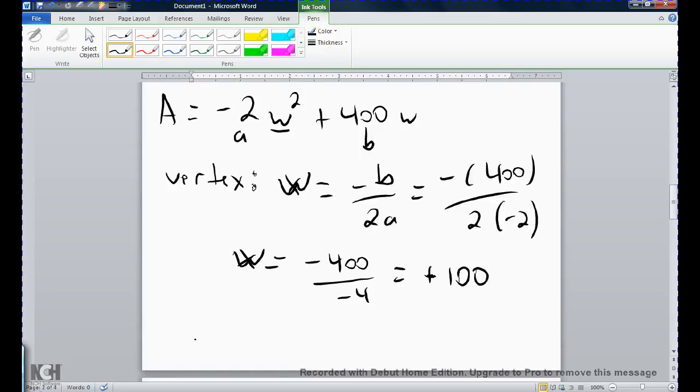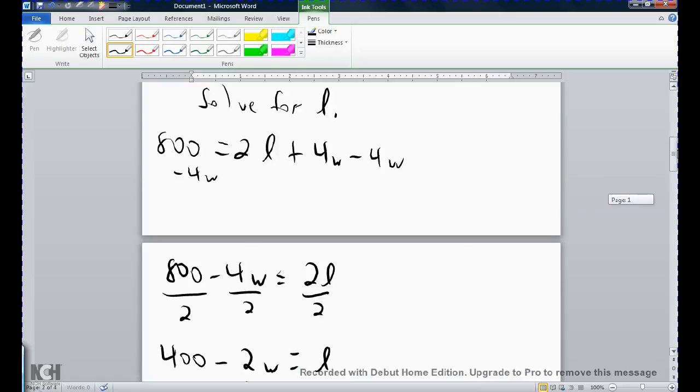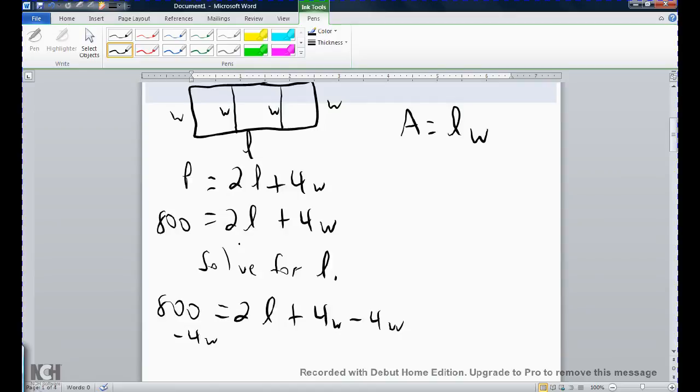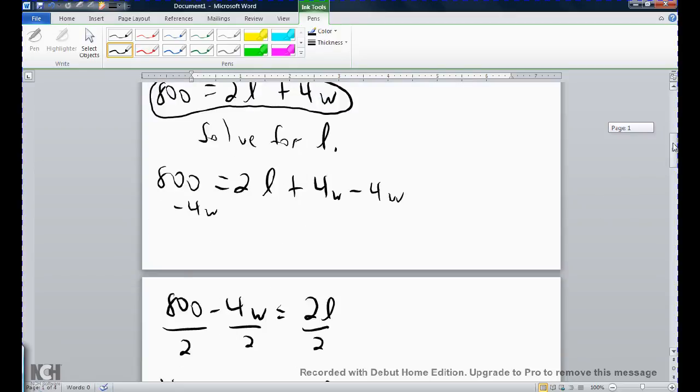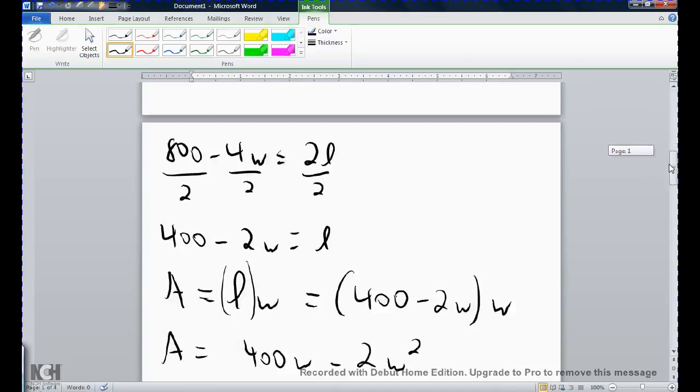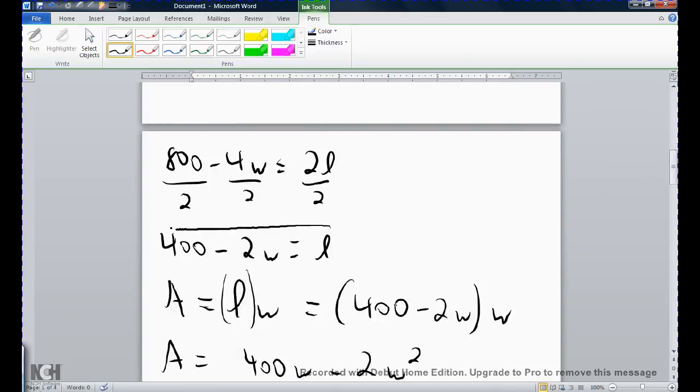Now the only thing remaining to do, we need to find the length, because the problem asks for the dimensions. So I need to find a formula that associates the length and the width with this problem, and we're going to use this. Or you could actually use this, because it's the same equation. It already solved for L. So either one you want to use, that's fine. I'm going to use this one right here because it's already got the L equals.